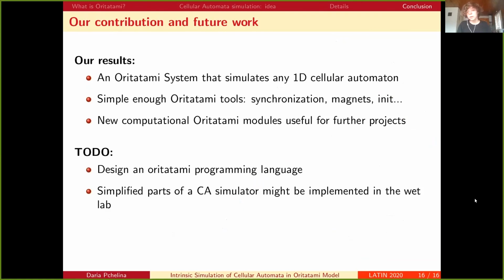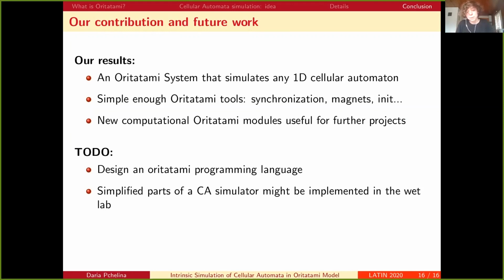And so to conclude, we designed an Oritatami system simulating any one-dimensional serial automaton, and it features very simple modules which are easy to understand and to use, in contrast to the previously constructed tag system. And besides that, these modules can be reused for further projects, like the synchronization module, magnets, and init, and we're already using them in our system, making a non-decidable shape.